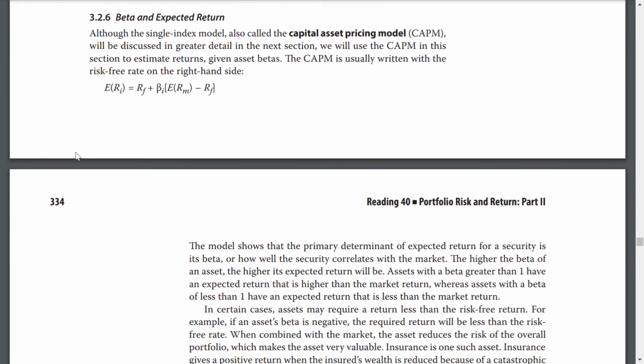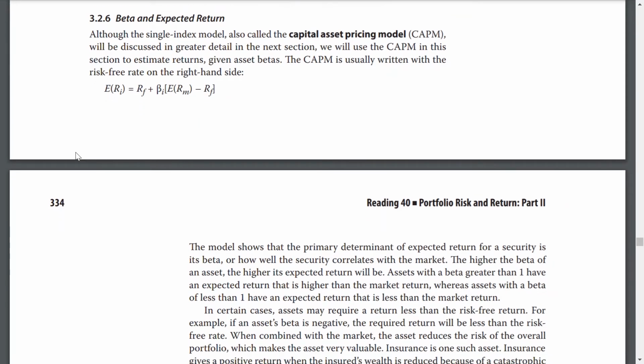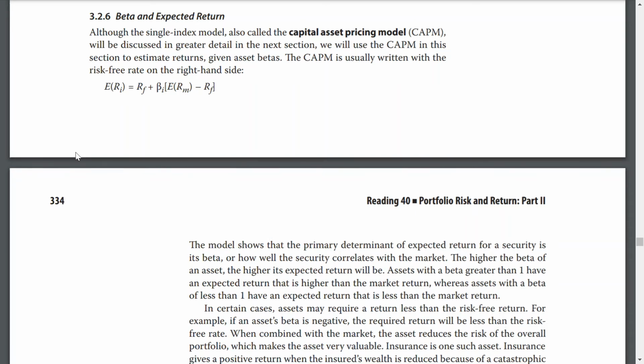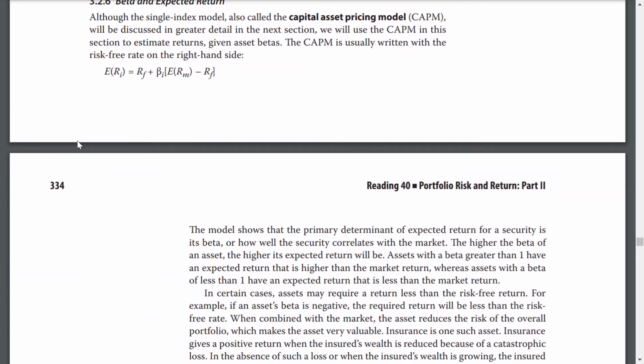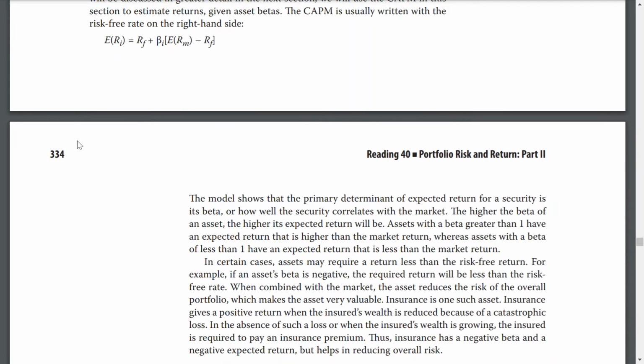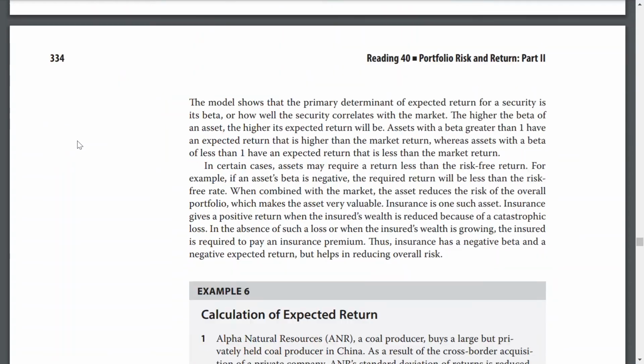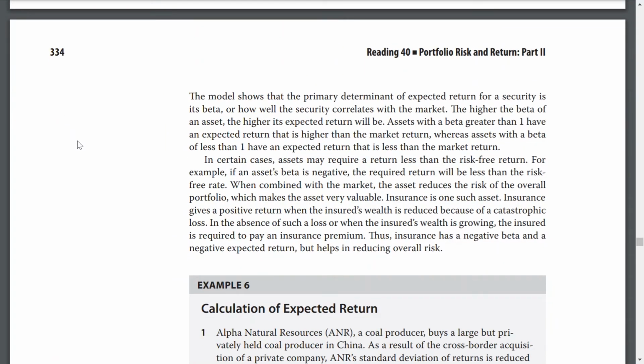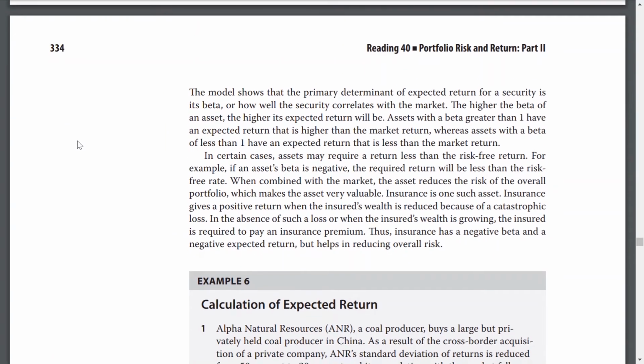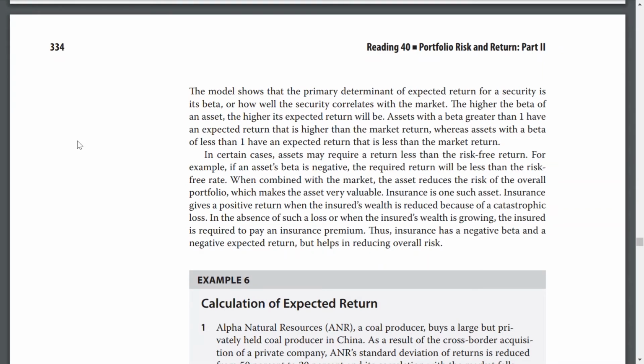Beta and expected returns. Although the single index model, also called the capital asset pricing model, will be discussed in greater detail in the next section, we will use the CAPM in this section to estimate returns given asset betas. The CAPM is usually written with the risk-free rate on the right-hand side. The model shows that the primary determinant of expected returns for a security is its beta, or how well the security correlates with the market.